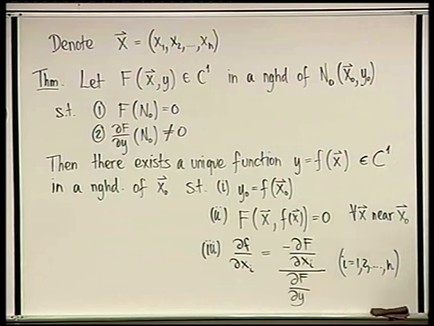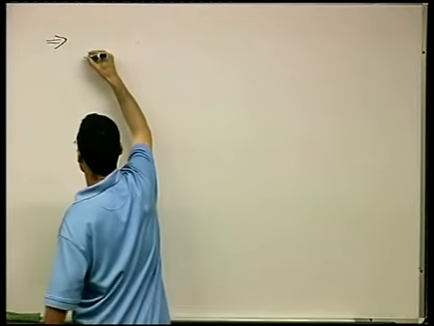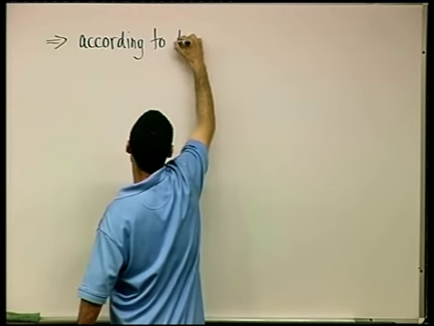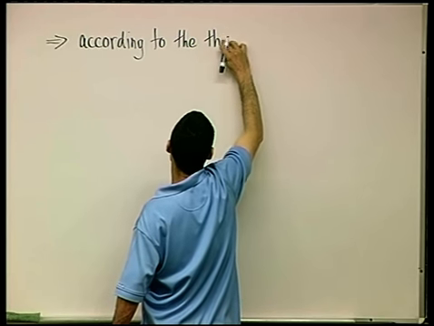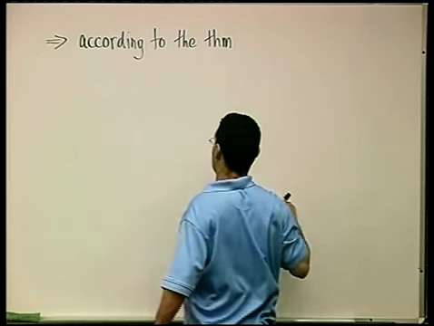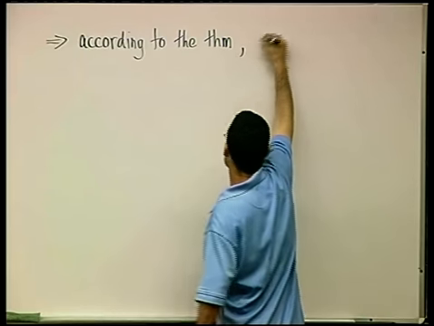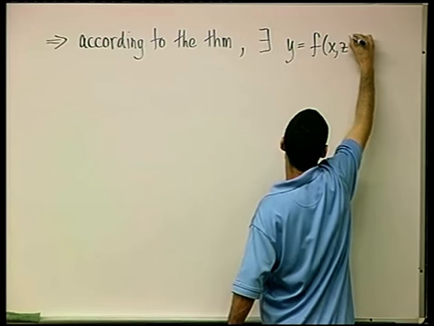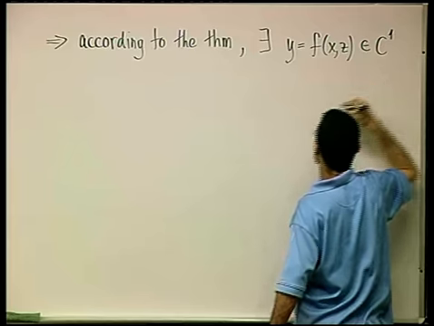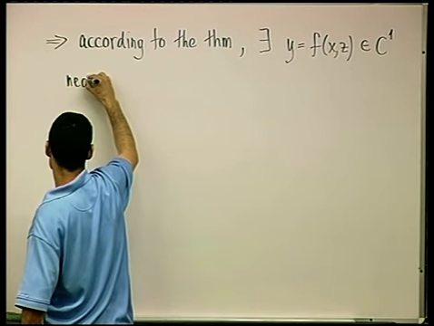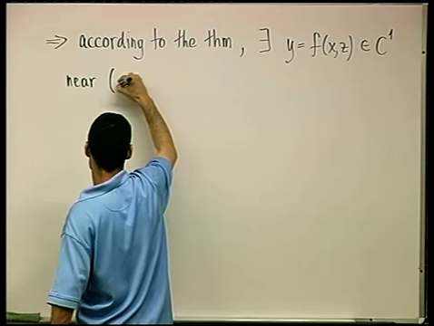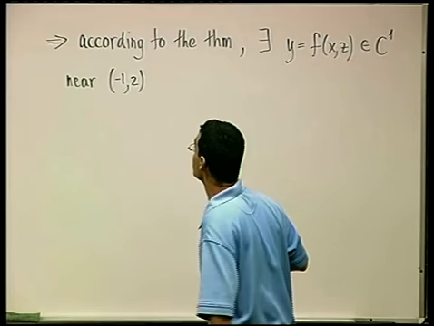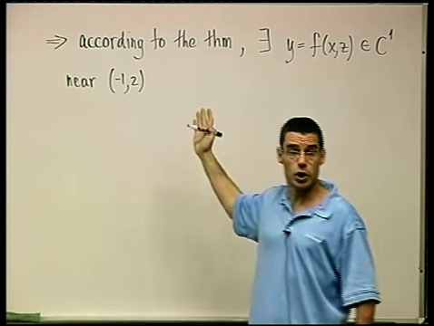So by the theorem, our conclusion according to the theorem, the implicit function theorem, in this case the three-variable version of it, there exists y equals f of x and z, which is a C1 function near the point we're interested in. X was -1 and z was 2, in the neighborhood of this. So that's the first thing we said we will show.